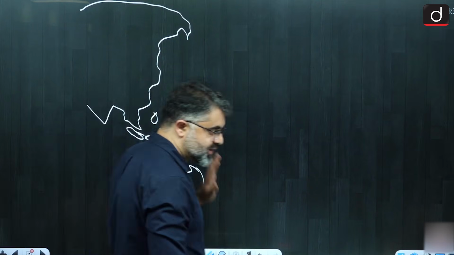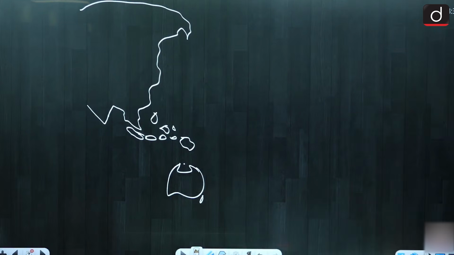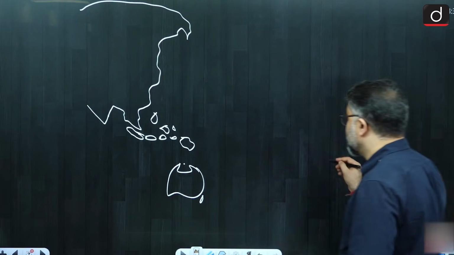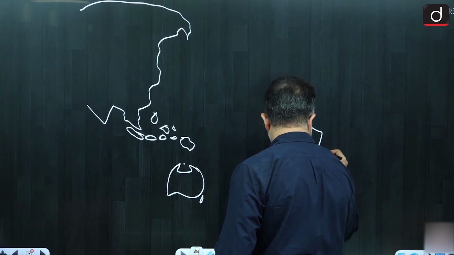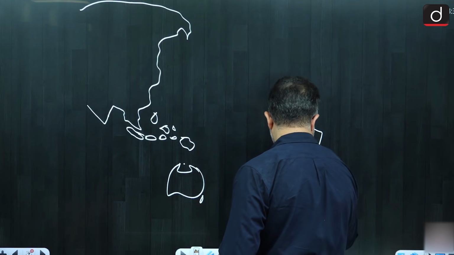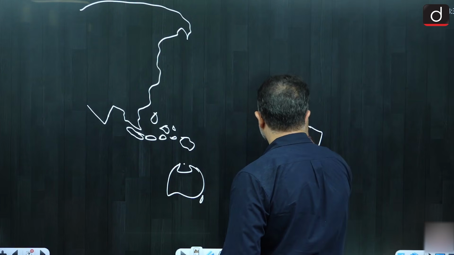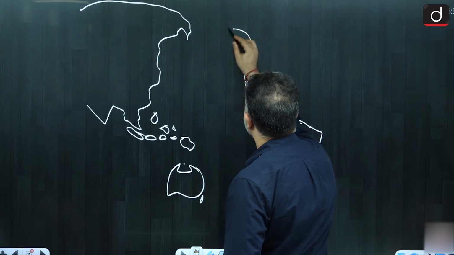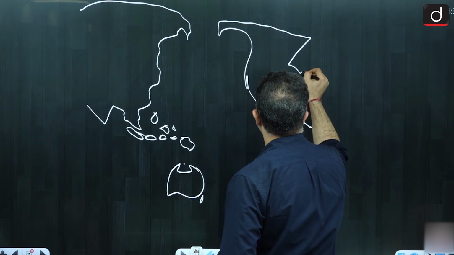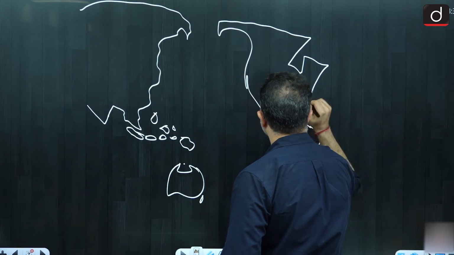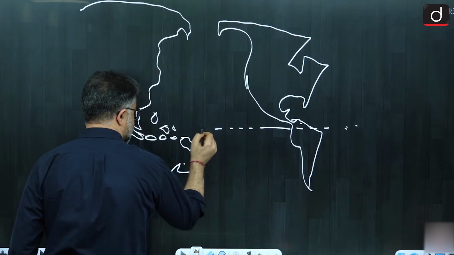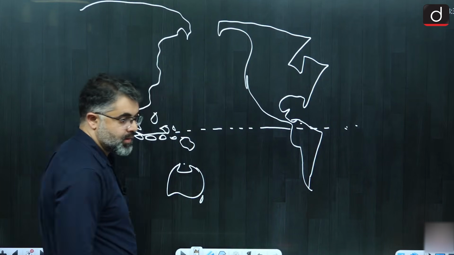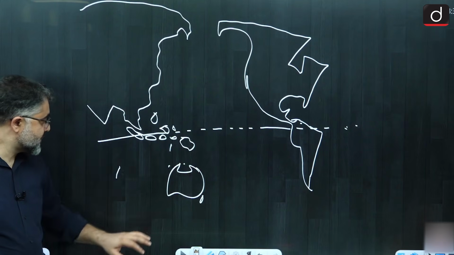Pacific Ocean का कौन सा part है? Which coast of Pacific Ocean? Western margin of Pacific Ocean. Along the eastern margin of Pacific Ocean is South America and North America. Something like this. And here we have, this is the equatorial region. We are correct with this?